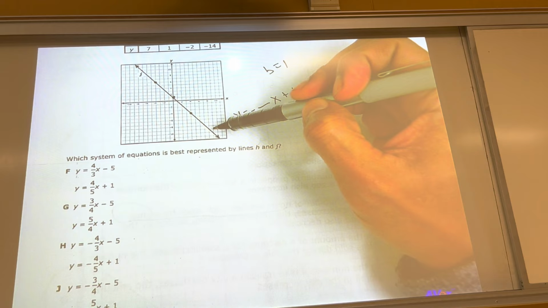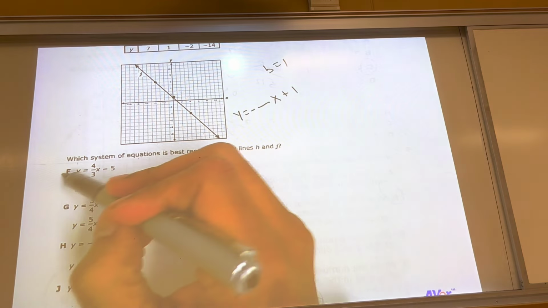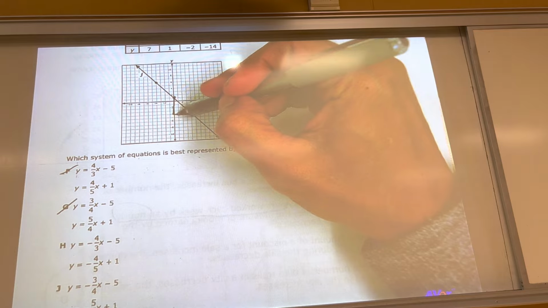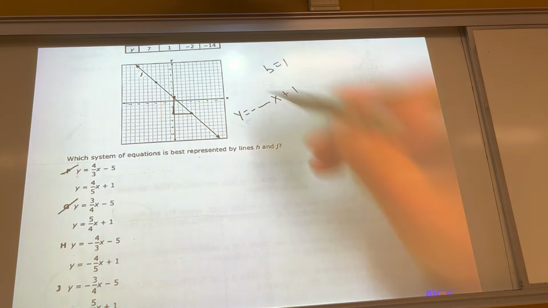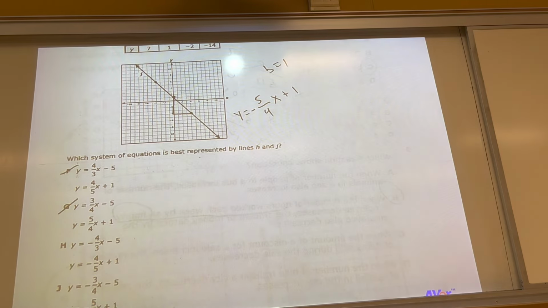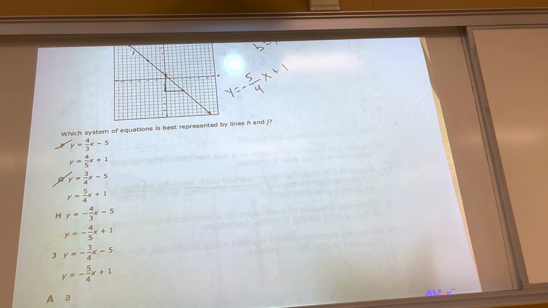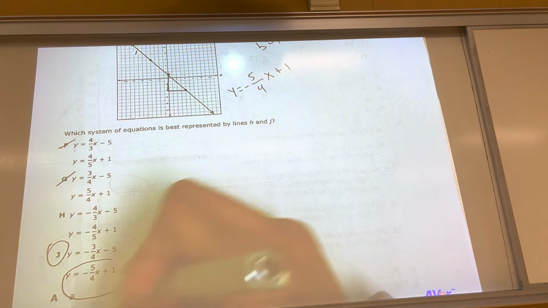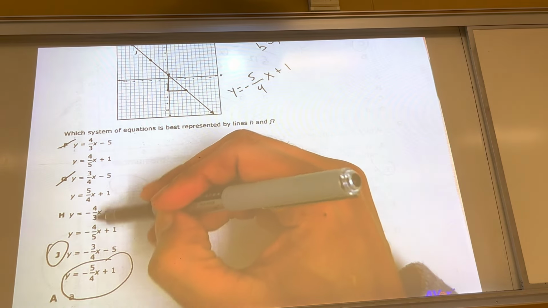Okay, the y-intercept is 1. This is a negative slope, which means it can't be f or g. And then if we go down 5 over 4, we'll see that our slope is negative 5 over 4x plus 1, which means your answer is J. Because this one is definitely correct, and that's the only one that's correct.